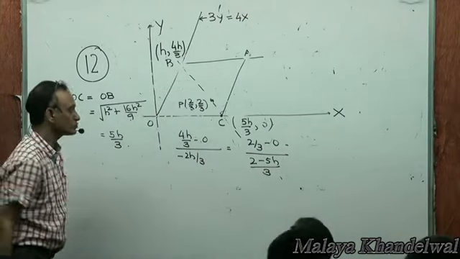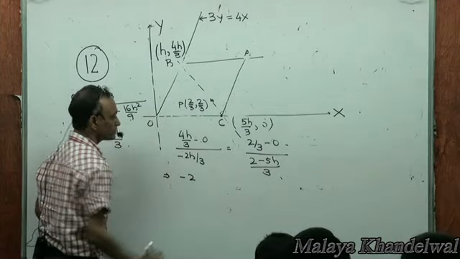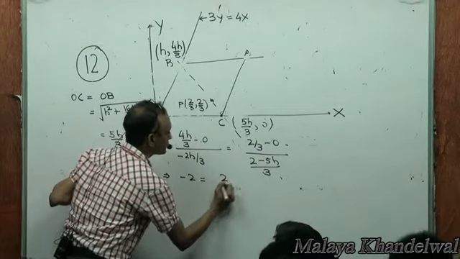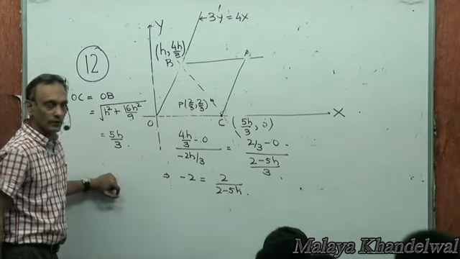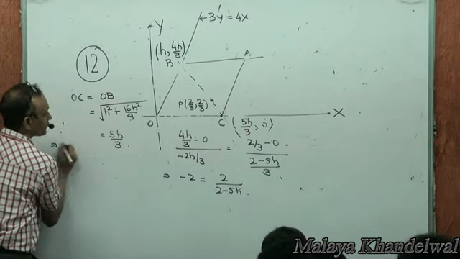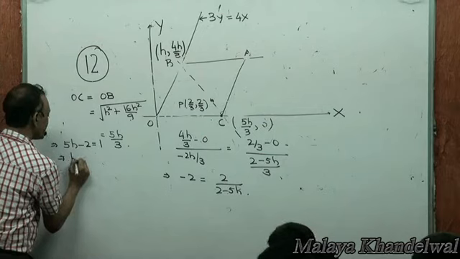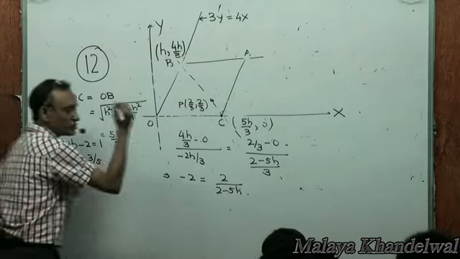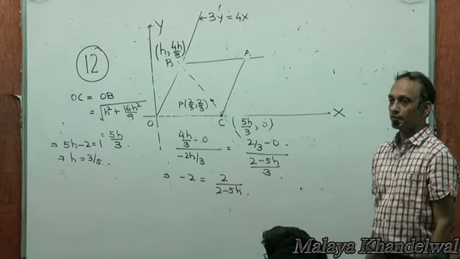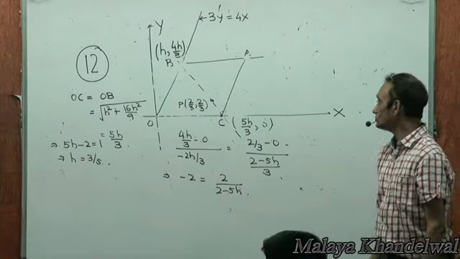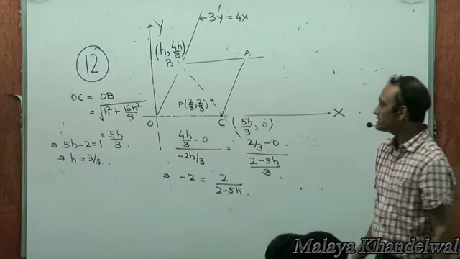Yes or no? Clear? So this will give me a minus 2 on the left hand side, and the right hand side would be 2 divided by 2 minus 5h, right? So I get 5h minus 2 equal to 1, or h equal to 3 by 5. H equal to 3 by 5? Yes or no? Just by equating slopes obtained from BNC and PNC, which is the slope of BC.